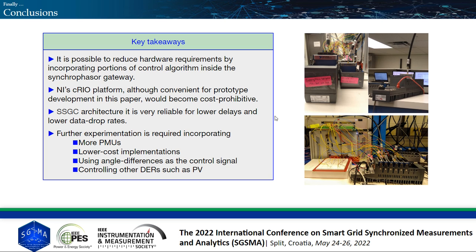And in terms of hardware experimentation, we need to use more PMUs. We need to do lower cost implementations. Instead of using PQ, we can use the angle differences as the control signal. And in this paper, we only showed a battery. We need to show control of other DERs, such as PV, in order to get a more holistic picture.